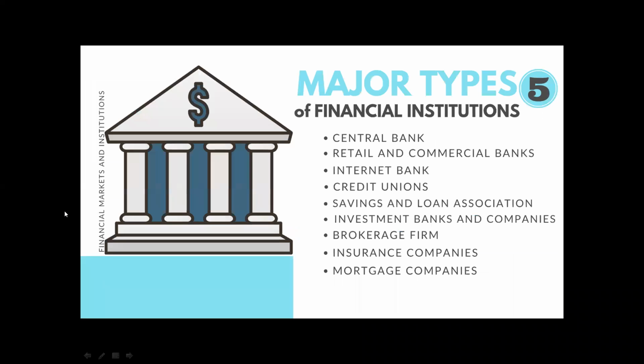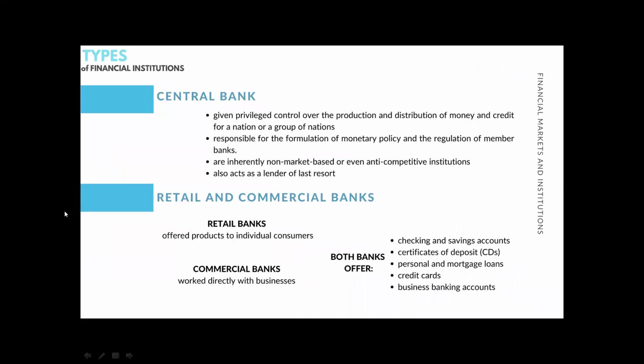So now let's talk about the major types of financial institutions. So first we have the central banks. These banks are given privileged control over the production and distribution of money and credit for a nation or a group of nations. It also issues currencies and sets interest rates on loans and bonds.